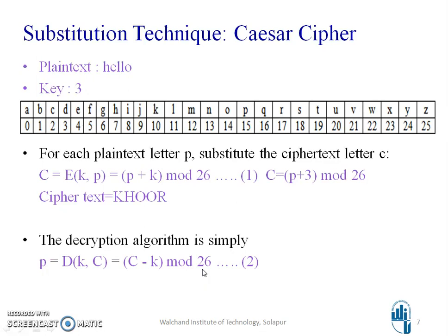Caesar cipher is considerably easy to break. If it is known that a given ciphertext is encrypted using a Caesar cipher, then a brute force attack can be easily performed simply by trying all the 25 possible keys.